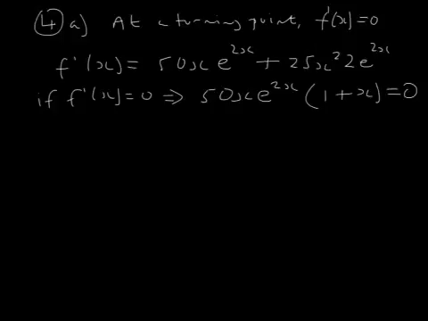So that equals 0. Now e to the 2x doesn't equal 0. 50 doesn't equal 0, but x could equal 0. So therefore x equals 0, or x equals minus 1.